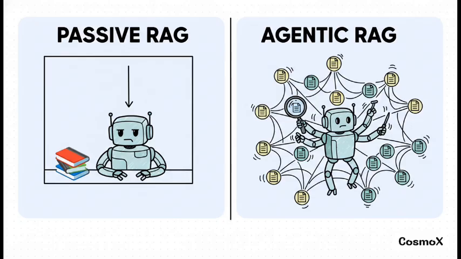But on the right, you have agentic RAG. Here, the AI is unleashed to actively go out and explore an entire web of knowledge, finding the answer for itself. I mean, this isn't just a tiny tweak. It's a total game changer for AI autonomy.